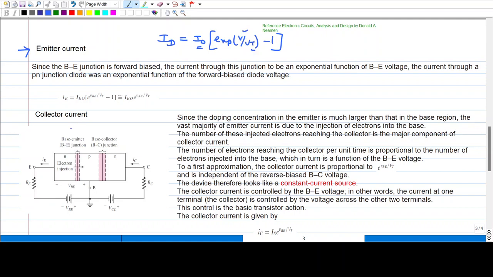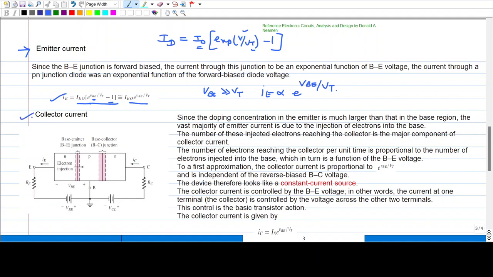The same way here we can write emitter current as IE = IE0 (exponential of VBE by Vt minus 1). So VBE is the voltage applied across base and the emitter. Now when this VBE is much larger than Vt, we can neglect this minus 1. So emitter current is approximately equal to IE0 exponential of VBE by Vt. The main point here is that emitter current IE is proportional to exponential of VBE by Vt.